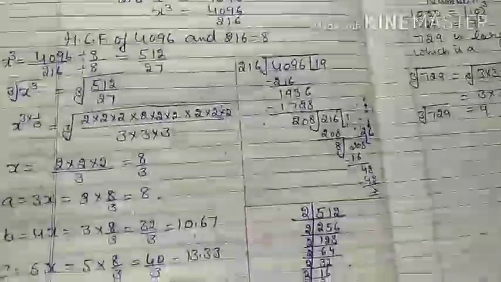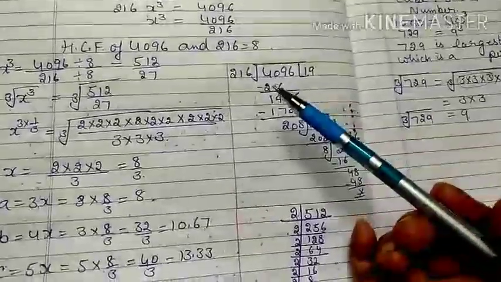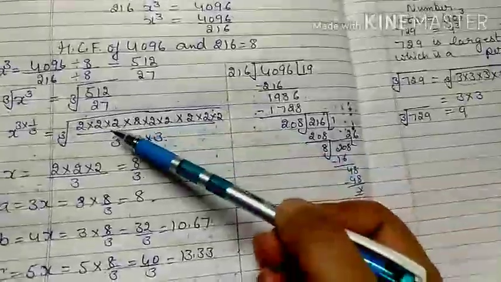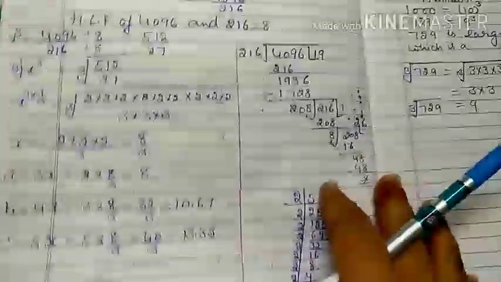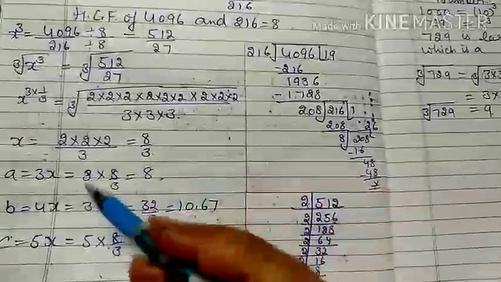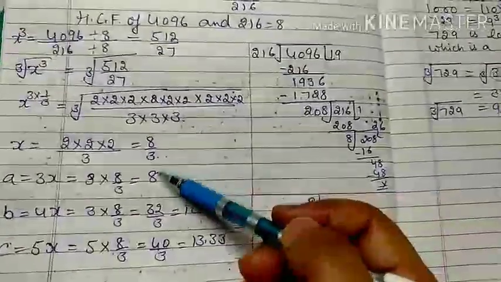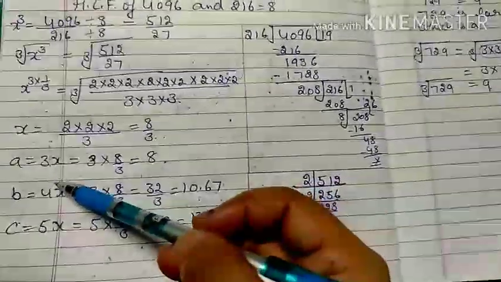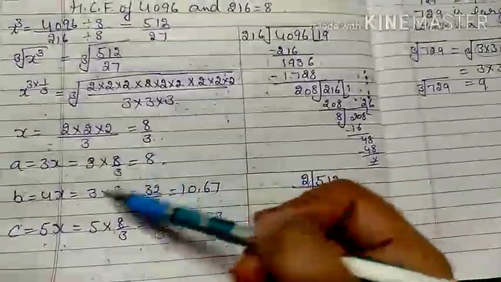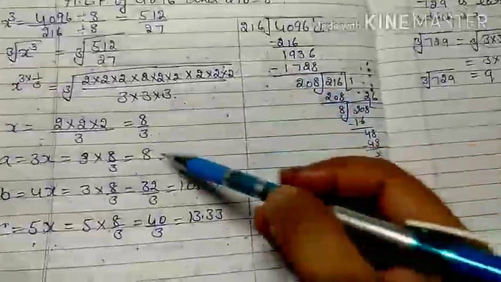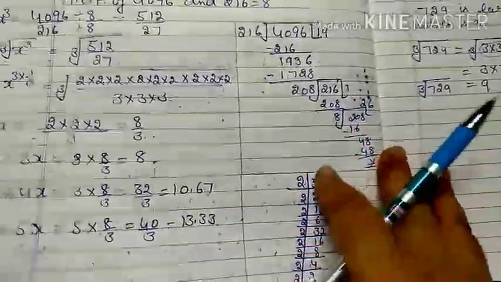Now for the factors of 512, because you have to find the cube root, you have to go for the triplets. So I got 3 triplets of 2 and triplets of 3. So I pick one number from each triplet and multiply. So my x value I found is 8 by 3. Similarly, the x value is placed in A, B, C: 3 into x, 4 into x and 5 into x. 3 into 8 by 3, 4 into 8 by 3, 5 into 8 by 3. So that gives me 8, 32 by 3 which is 10.67, and 40 by 3 which is 13.33.